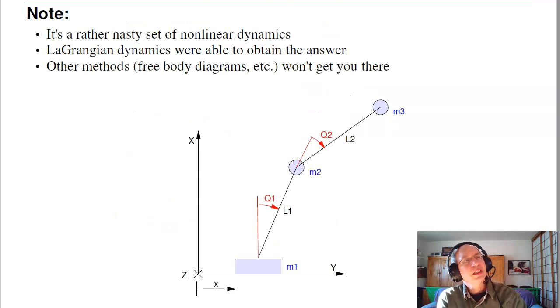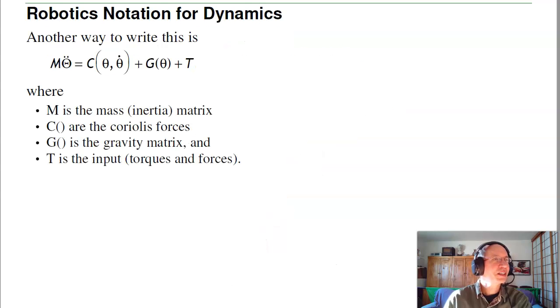But note, this is a rather nasty set of nonlinear dynamics. However, even so, Lagrangians were able to come up with the answer, and it only took 12 minutes 42 seconds, according to my clock. Other methods don't get you there. That's one of the real advantages of Lagrangian dynamics. I can find the answer. It may not be easy, and may take a lot of calculus, but we've had 4 years of math. It's calculus we can do.